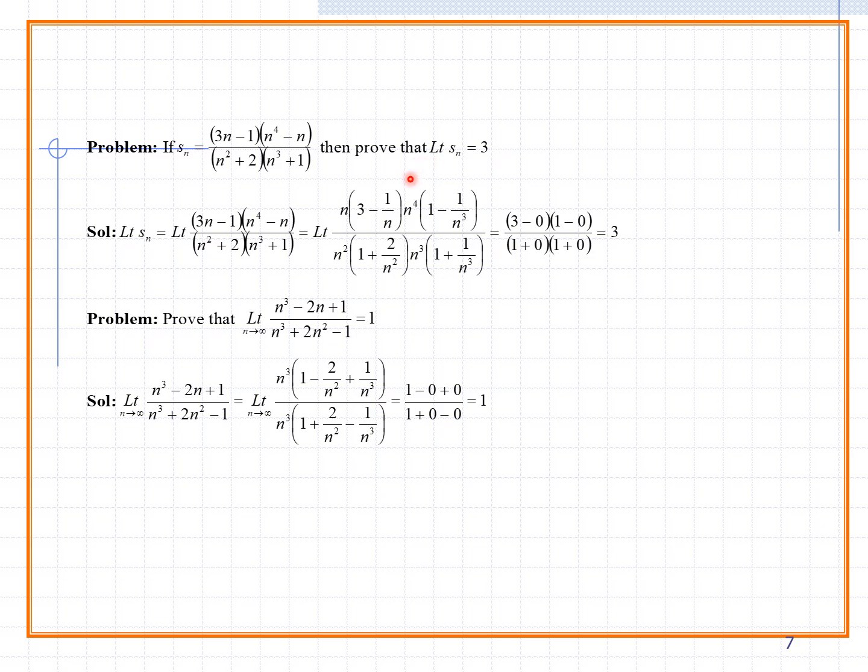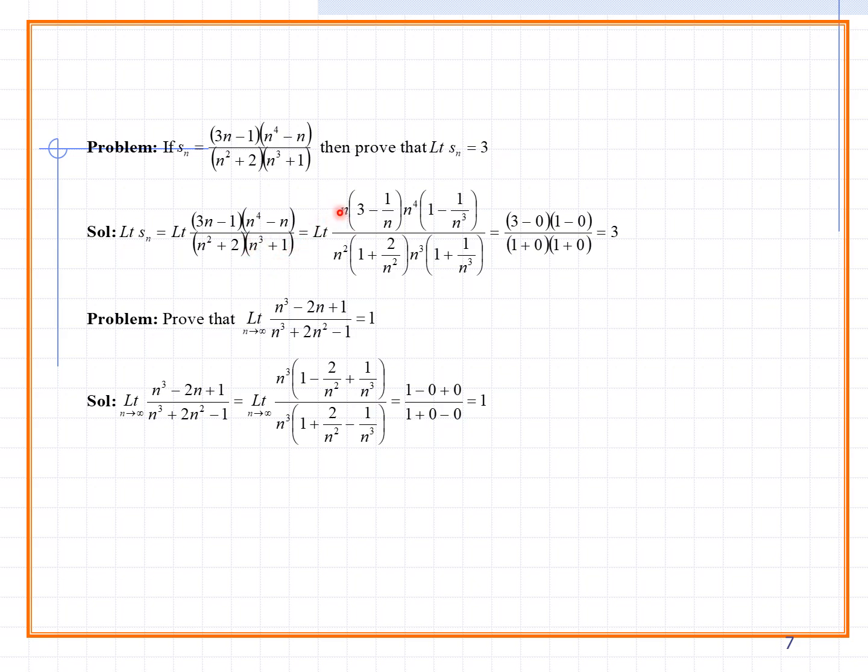Once you replace n tends to infinity, n must compulsorily be in the denominator. You can remember this point. It is very, very important. So let us see this. Taking the limit on both sides, the limit of Sn equals the limit of (3n minus 1)(n to the power 4 minus n square) divided by (n square plus 2)(n cube plus 1). Here you can take n as common.